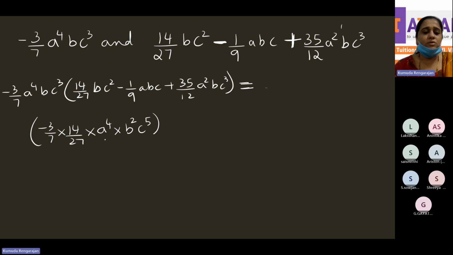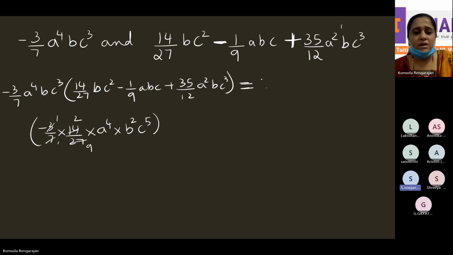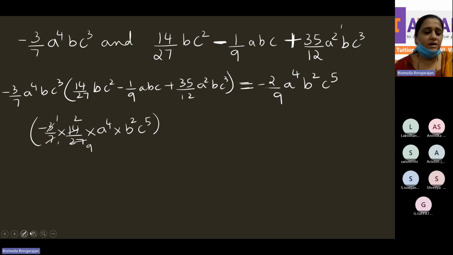So what does this amount to after simplifying? 1 and 9, 3 and 27, so you can cancel this. 3 ones are 3, 9s are. Then 1 and 2, 7 ones are 7, 2s are. Very good. So minus 2 by 9, a to the power 4, b to the power 2, and c to the power 5. Very good. All right, now tell me the second one.